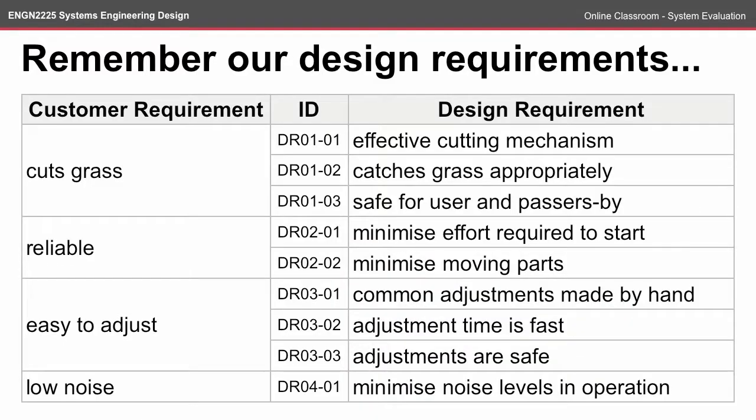A key idea in the evaluation process in systems engineering is that it should be based on all the previous steps that you have done for your project. If we go back and remember our customer requirements, we decided design requirements based on those customer requirements. So when I'm saying we're looking for the one that meets the cuts grass requirement the best, I'm really looking at which has the most effective cutting mechanism, catches grass appropriately, and is safe for users and passers-by. Your customer has probably signed off on these design requirements early on in the project, so it's best that you stick with these when you're evaluating your design.